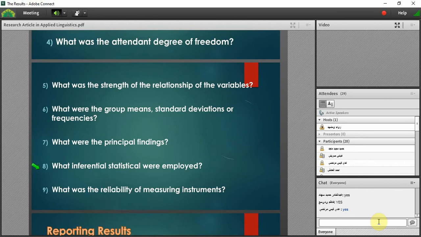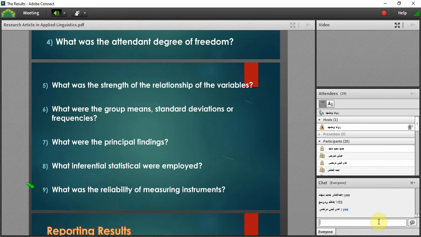And then, what inferential statistics or statistical procedure were employed? Did you use t-test? Did you use ANOVA? Did you use Scheffé test? What kinds of statistical analysis did you use? And 9, you should also tell the readers about the reliability of the measuring instrument.